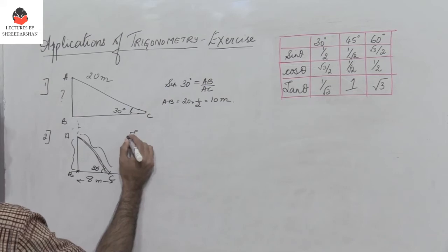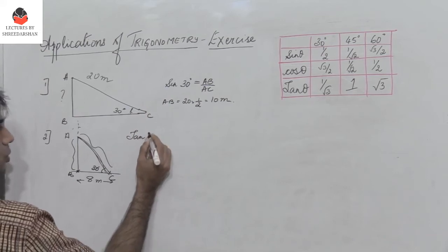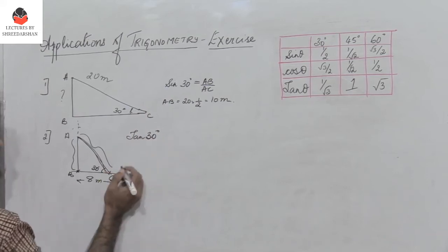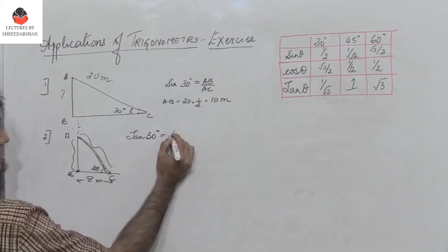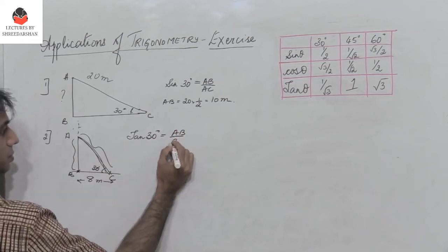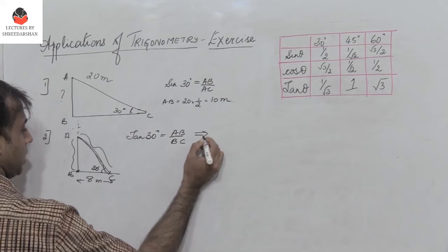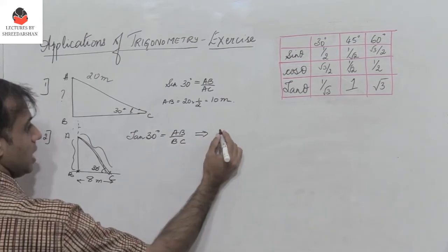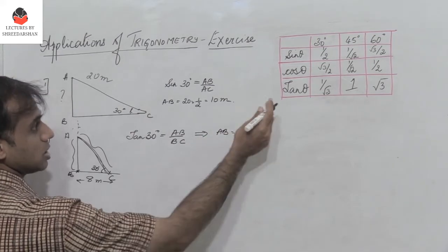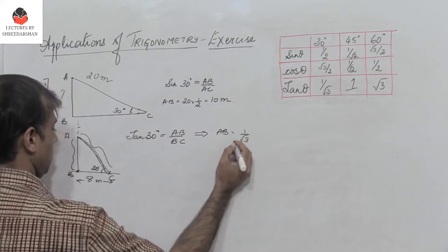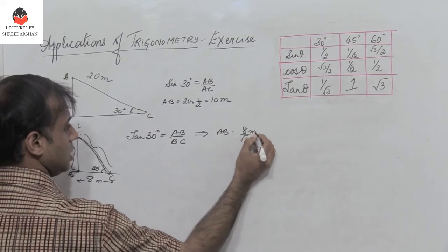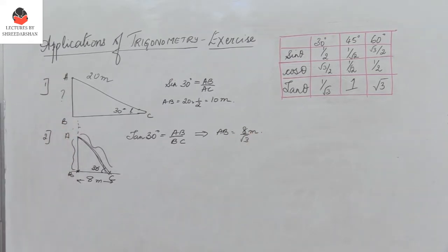So now let me use tan theta. This is theta, this is 30. So tan 30 is AB by BC, right? So this implies, what is AB? What is tan 30? 1 by root 3, and BC is 8. So AB is 8 by root 3 meters.